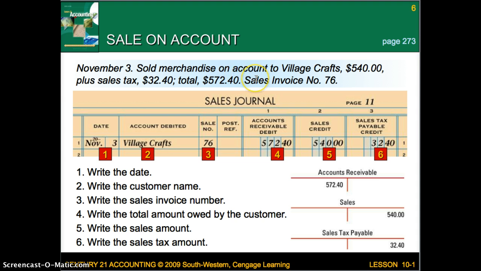It tells you you sold merchandise on account for $540. That's your sale. So you know that $540 has to be in your sales column. You know that the sales tax is $32.40. And you know that your credits have to equal your debit. So if you add those 2 credits together, that better equal this $572.40. Make sure you're thinking about that logically so you understand it throughout the chapter.